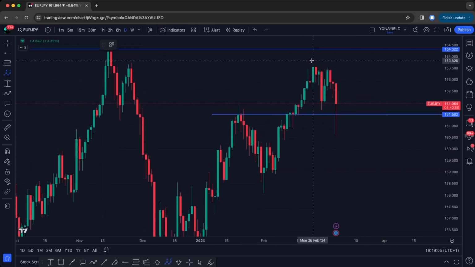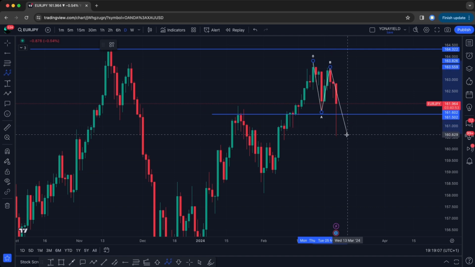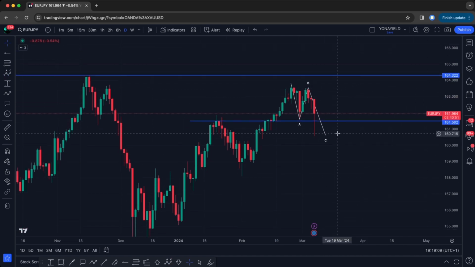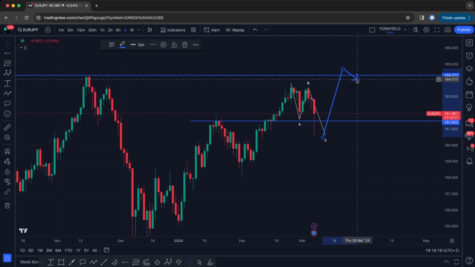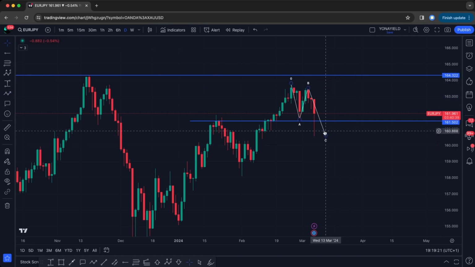Here I just want to highlight to you guys this kind of ABC corrective move, right, which I think came to an end today, and I'm assuming that there will be a next move up, but it will take a little bit, right, because on the weekly we're still correcting, so it will not be that fast and not be that straight away, right?